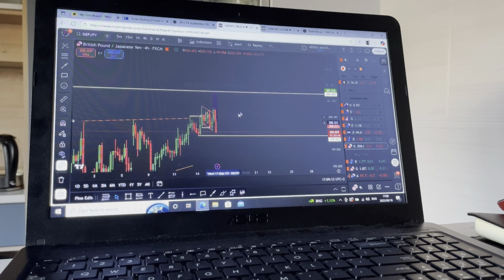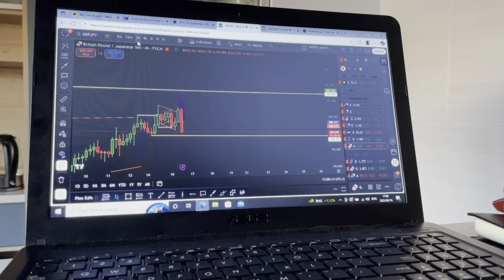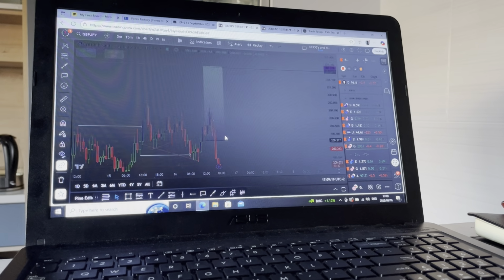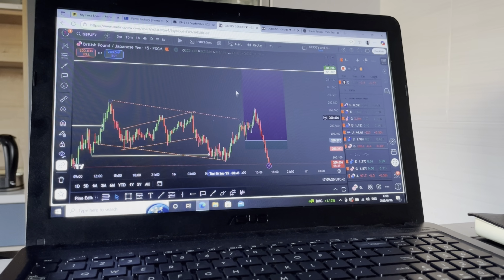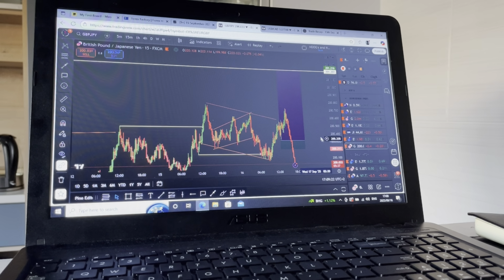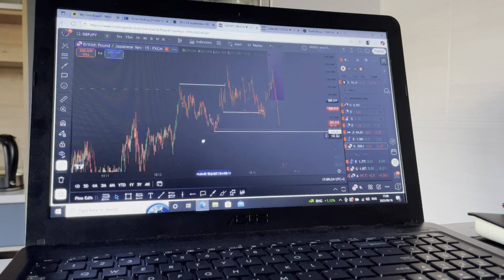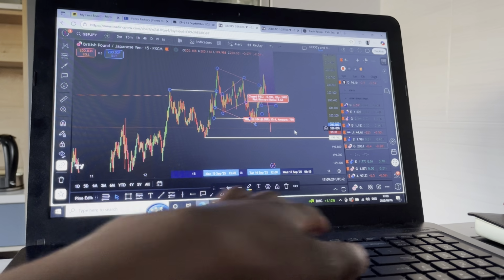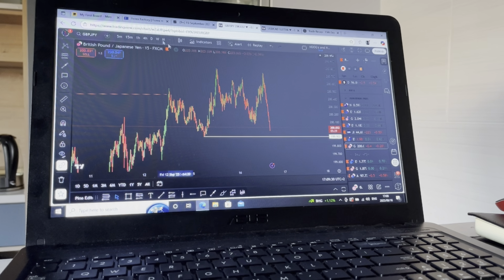Okay, so here I was looking for longs. I did not get the longs, and this is what price is looking like now, right? Price did go up a bit. This could probably have been a break-even trade, but it is better than taking shorts over here.